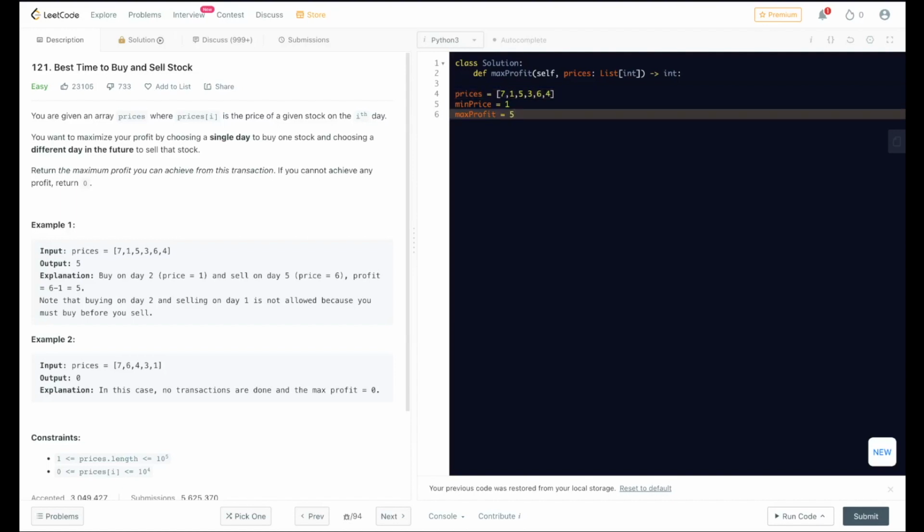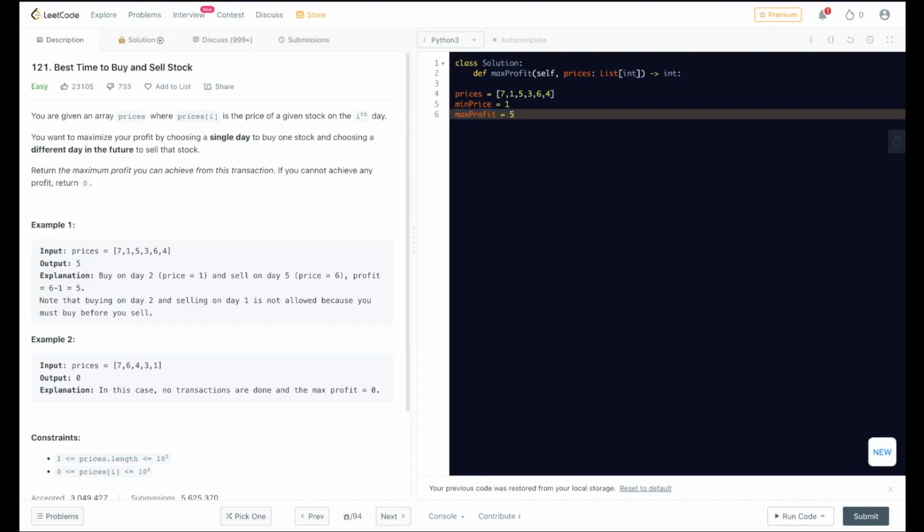And then we're going to move on to 4 and see that 4 is also greater than our min price value and subtract 1 from 4 and obtain 3. Since 3 is not greater than max profit, we're not going to update it. And now, since we have come to the end of the array, we can return our max profit value of 5, which is actually the answer of the first example.